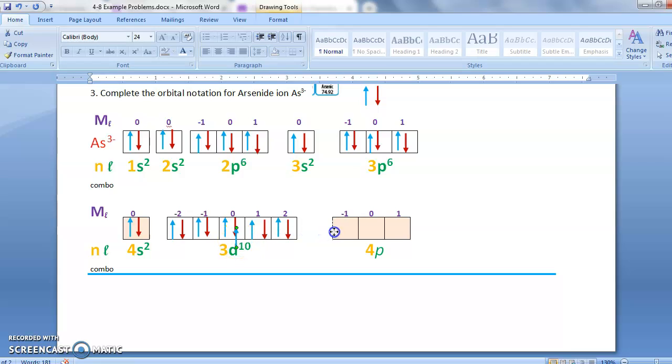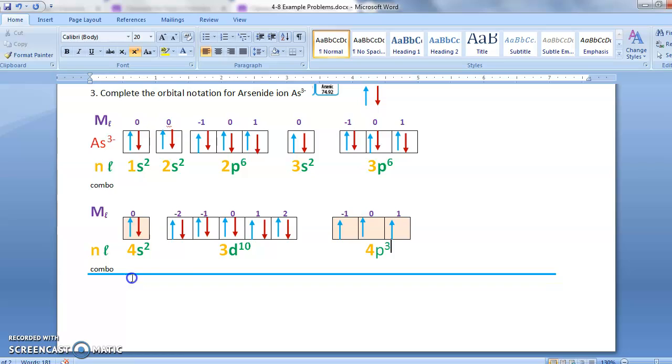And then we will still need to make it 3 minus to give it a total of 36, because arsenide ion has 36. The arsenic atom has 33. So here we go. This is the arsenic atom right here before it gets its 3 minus.